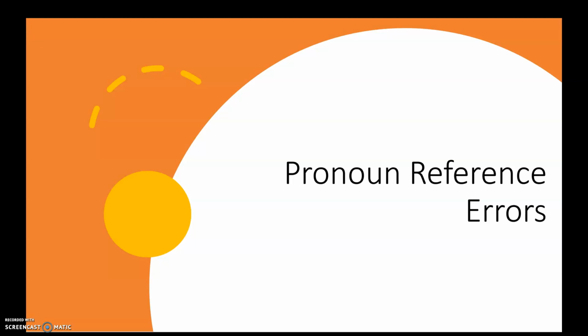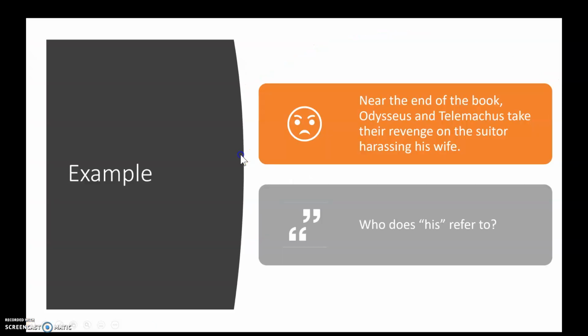And if you remember, pronoun reference errors occur when it's unclear to what the pronoun refers, normally to which antecedent it refers to. Sometimes this is because the antecedent is missing. Sometimes it is because there is more than one possible antecedent. So for example, near the end of the book, Odysseus and Telemachus take their revenge on the suitor harassing his wife. Well, who does the "his" refer to here? Is it Odysseus or Telemachus? We don't know. So to make it clear, we would indicate which it is.